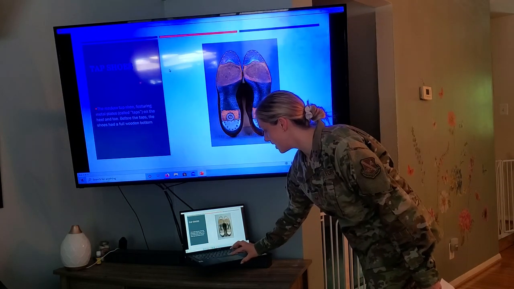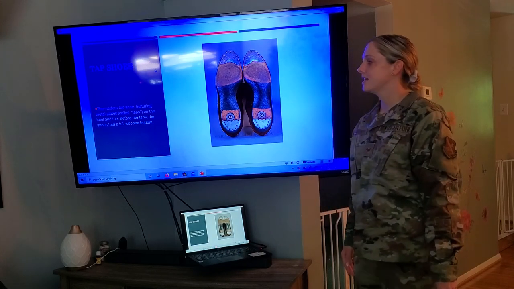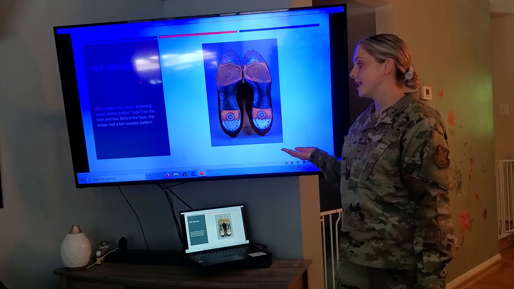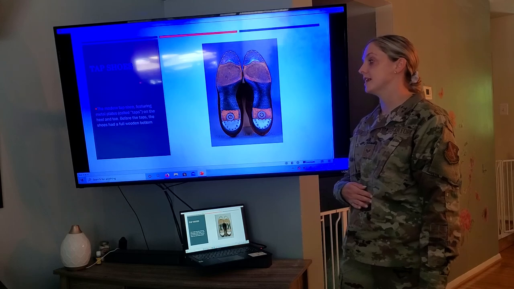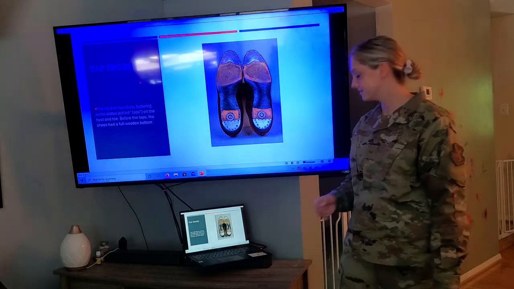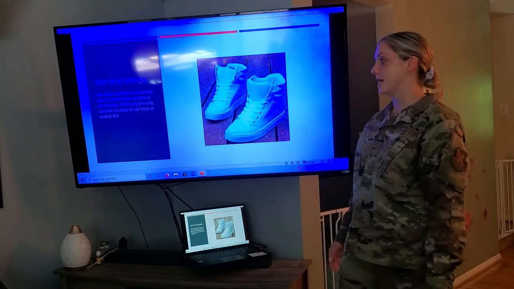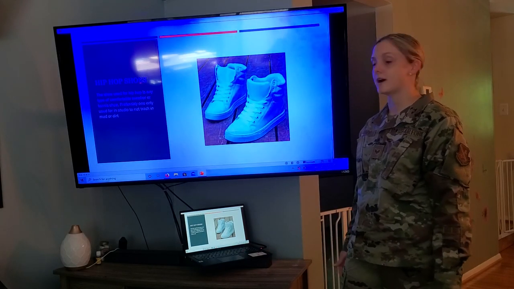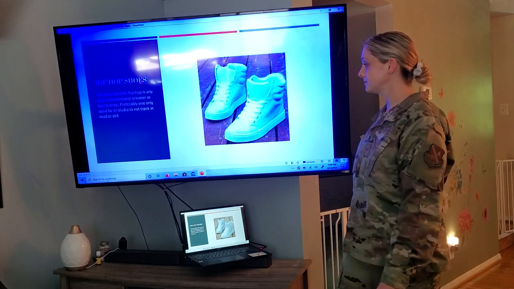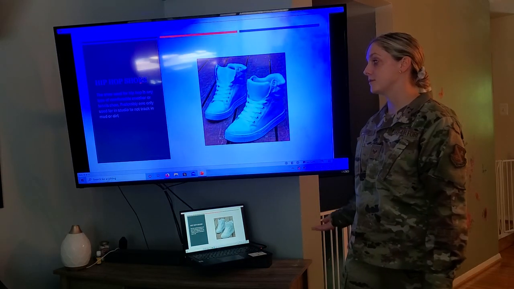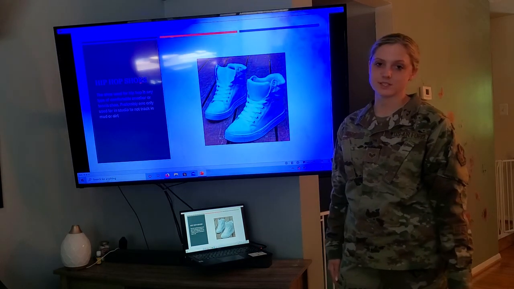The next shoe we're going to be talking about is the tap shoe. This is the modern day tap shoe, and it has the metal plates called the taps. Before then, the shoes had a full wooden bottom. Lastly, we're going to be talking about the hip hop shoe. So for hip hop, any type of comfortable sneaker could be used, and preferably one that was not walked in outside if you're going to be inside of a studio.